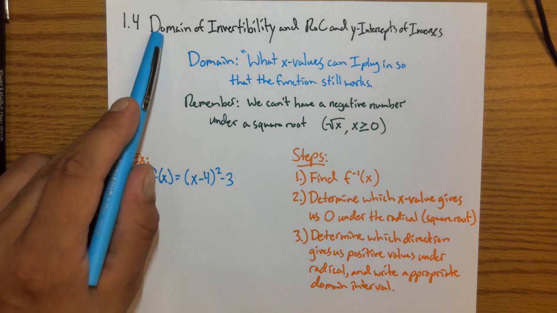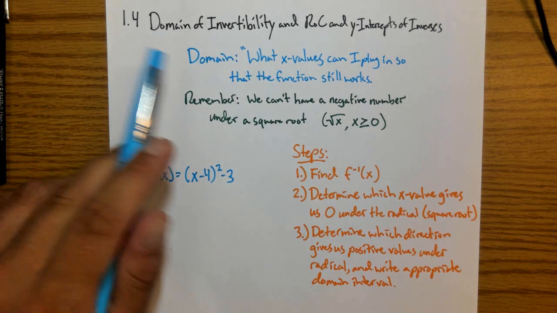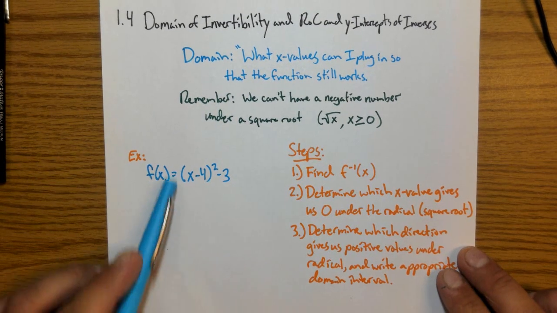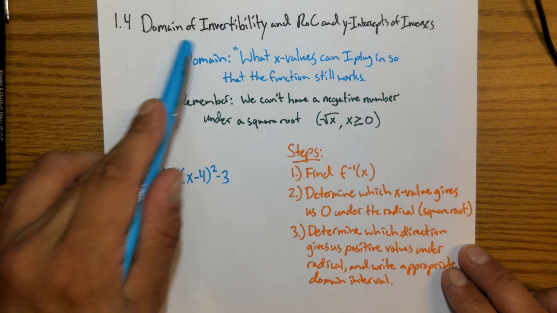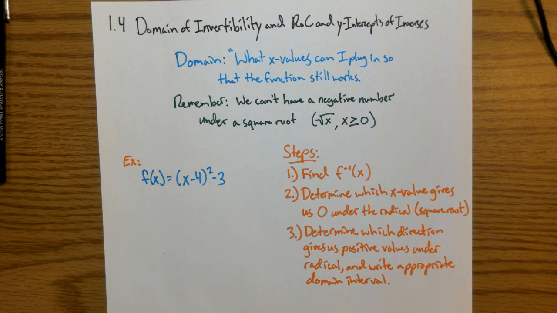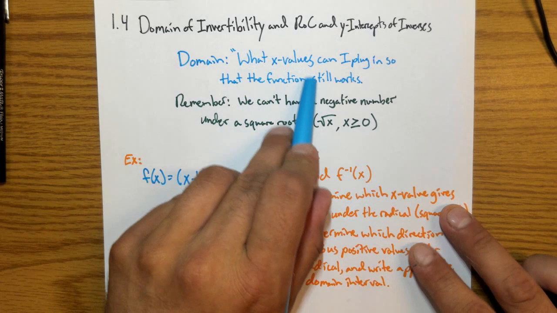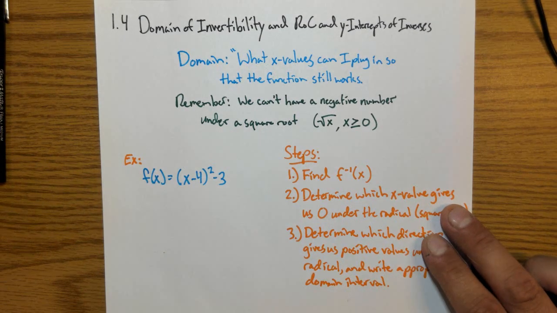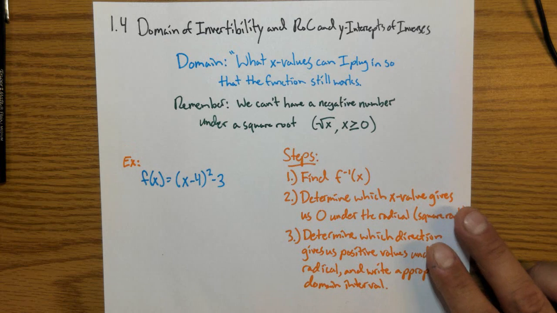So let's first talk about the domain of invertibility. That's what all of this will be about. And we're going to define domain in a much more spectacular way later. But let's just kind of review it. And I want to right now think of the domain in terms of this. What x values can I plug in so that the function still works, right?